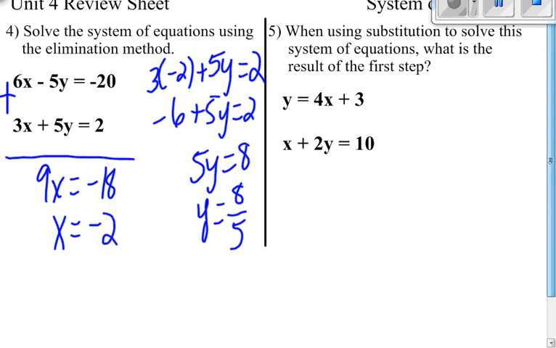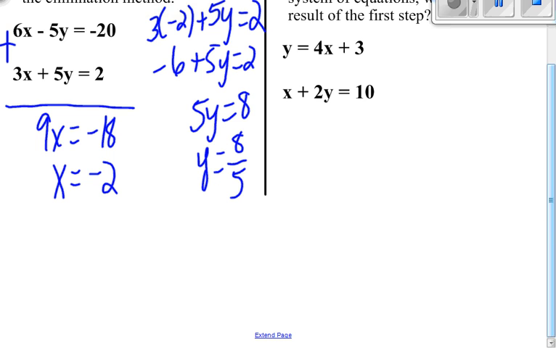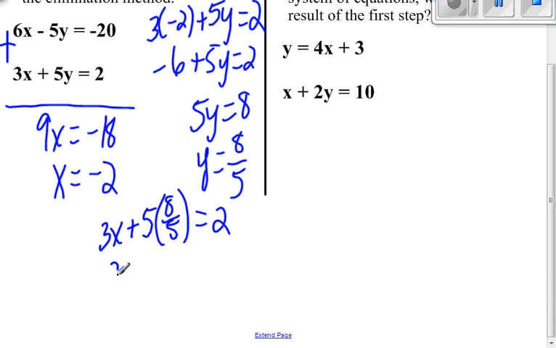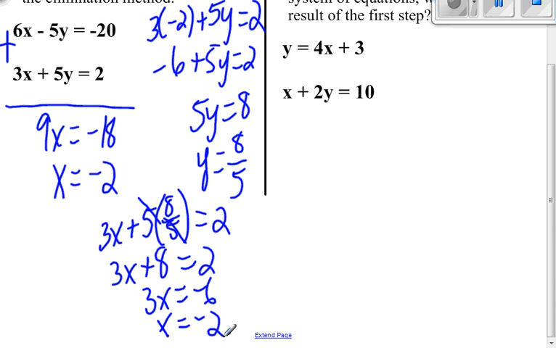So now I need to substitute back in. The second equation looks easier. So 3x plus 5 times 8 over 5 equals 2. 3x plus 8 equals 2. 3x equals negative 6. x equals negative 2. So our answer is negative 2, comma, 8 over 5.